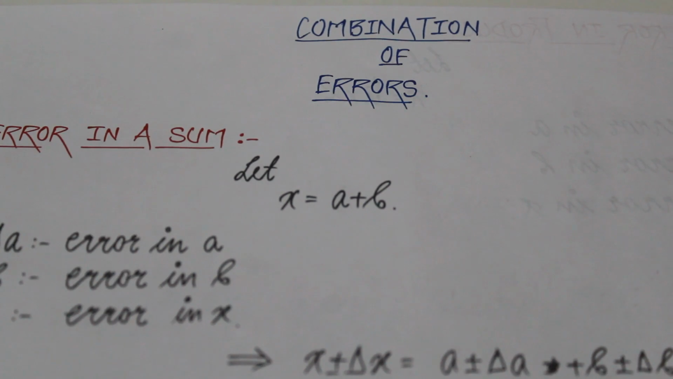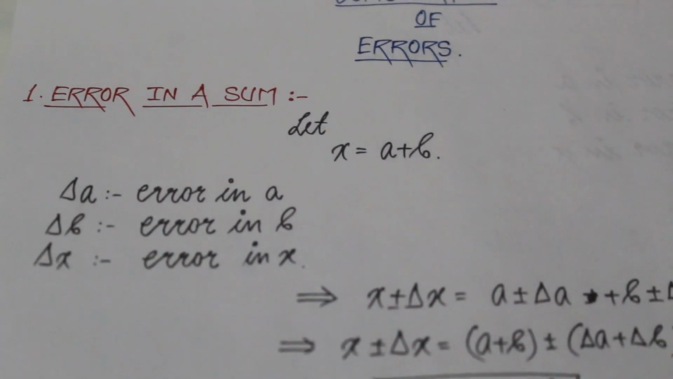For example, area is given by length into breadth. There will be some error in length. Similarly, there can be some error in breadth. So what will be the net error in area? How to find out that? For that we use combination of error.